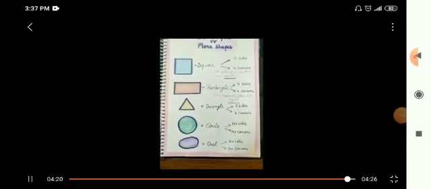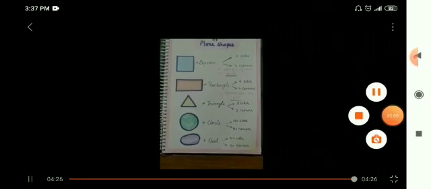So children, you all know about two-dimensional shapes. It means 2D shapes or plane shapes. Now I am going to explain about solid shapes. First one is cube. Look at the picture.